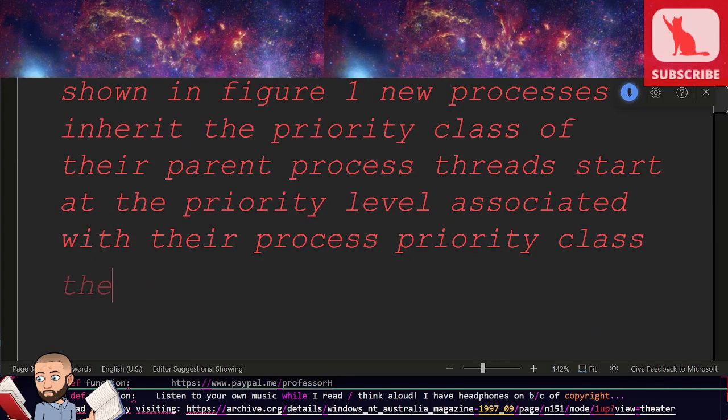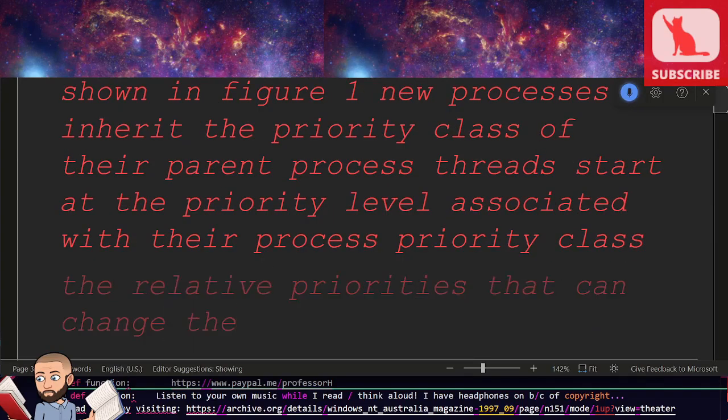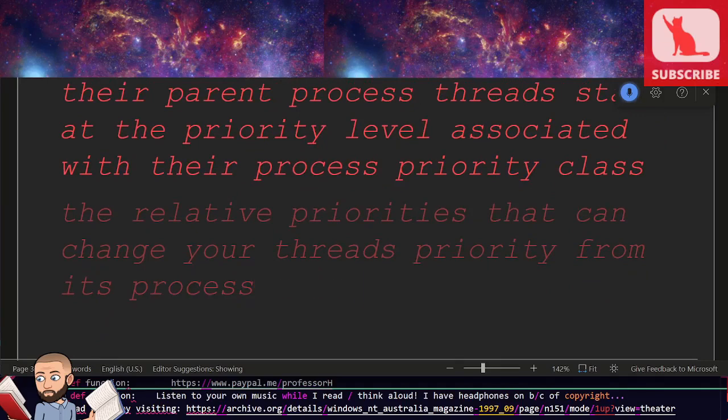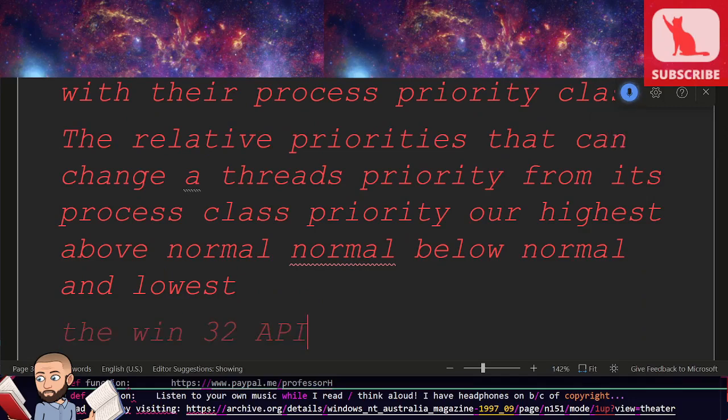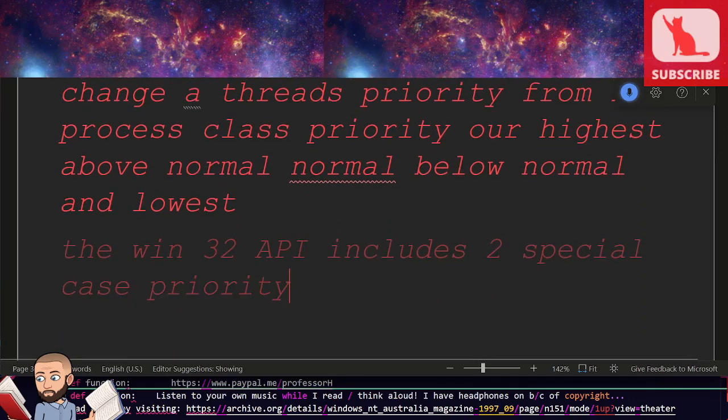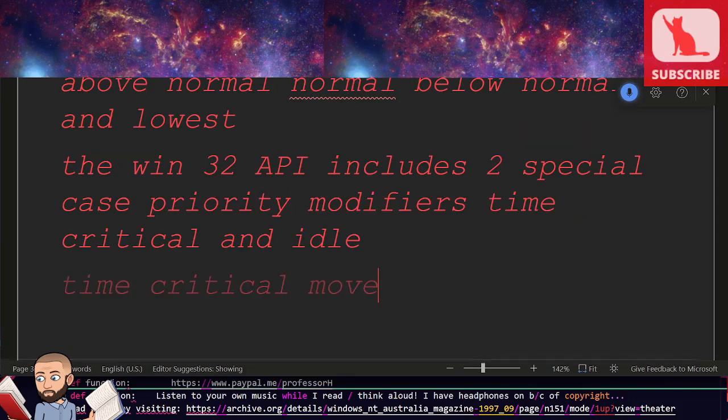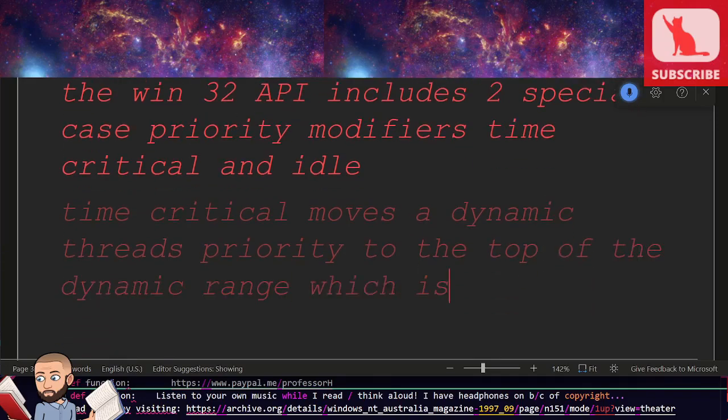The relative priorities that can change a thread's priority from its process class priority are highest, above normal, normal, below normal, and lowest. The Win32 API includes 2 special case priority modifiers, time critical and idle. Time critical moves the dynamic thread's priority to the top of the dynamic range, which is 15, and idle moves it to the bottom, which is 1.